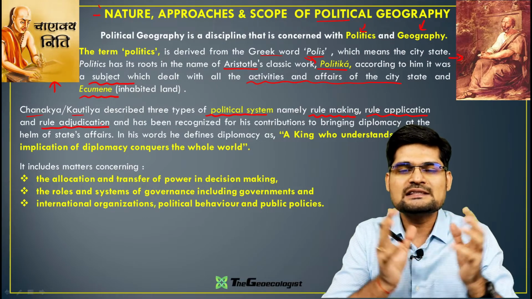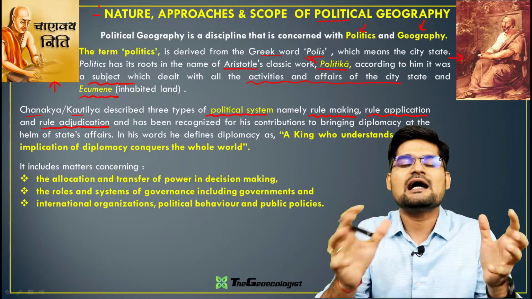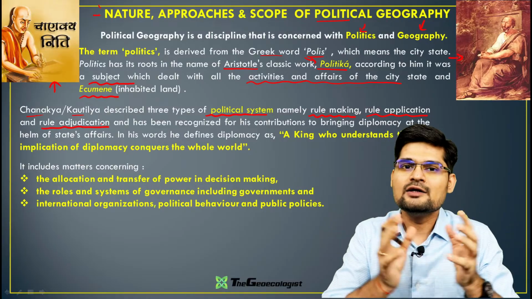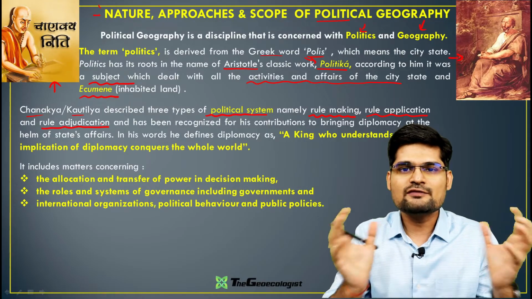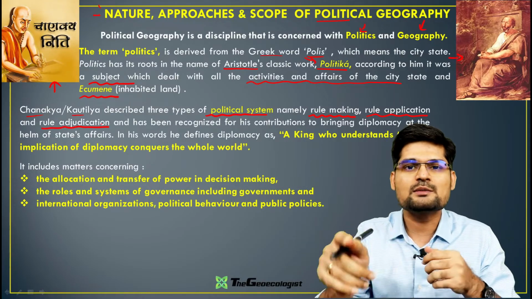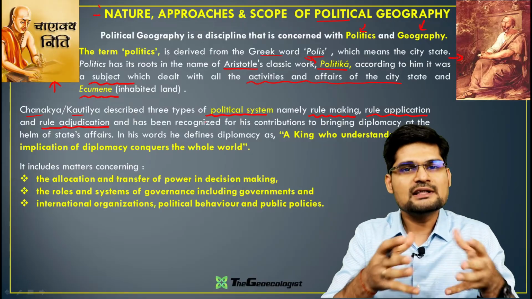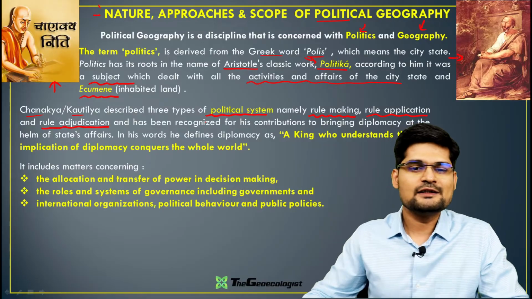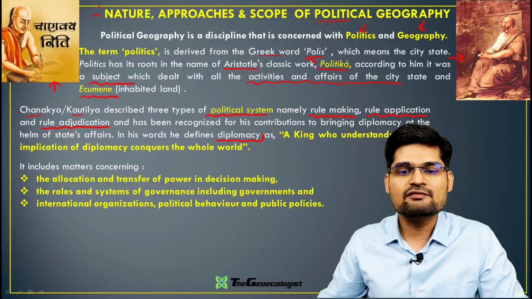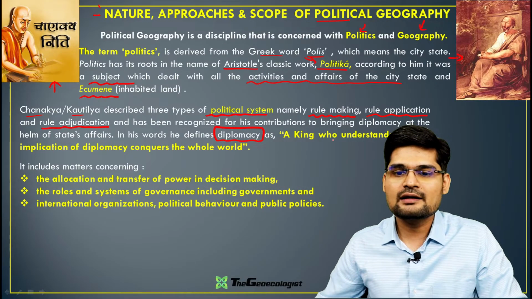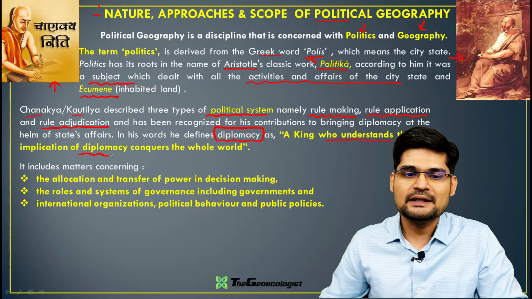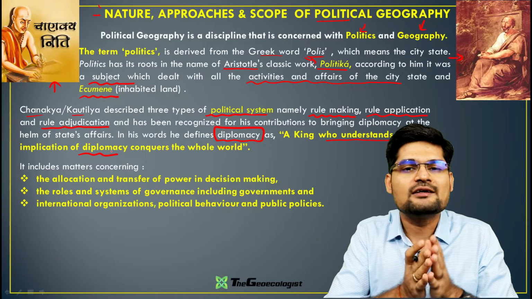So if you observe, these three facets cover the entire political science, and geography is something which is related to area, space, region. So if you combine these two, it talks about a specific entity. Further, in the works of Kautilya, diplomacy has been defined as primary for any political system, where he says a king who understands the true implication of diplomacy will definitely conquer the world.